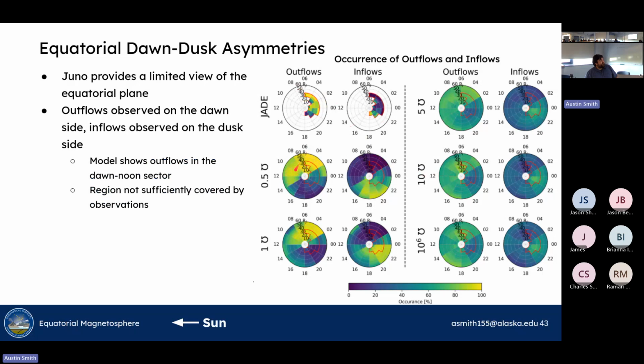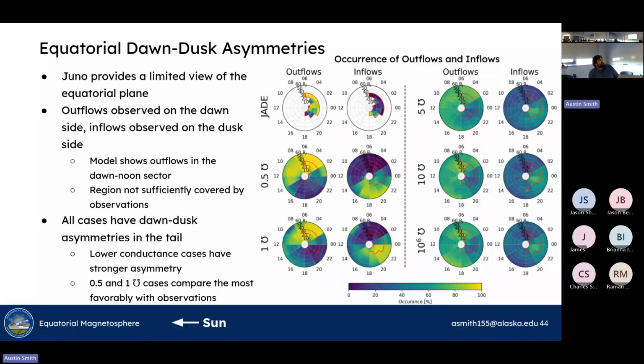We see that the outflows continue for the 0.5 mil case beyond noon, and to about noon for the 1 mil case. In the higher conductance cases, it's a little more 50-50, 40-60 for outflows and inflows on the day side. But on the night side, we still see this dawn-dusk asymmetry in the tail. Now, because the asymmetry is stronger in the observations and stronger in the lower conductance cases, here also the 0.5 and 1 mil cases compare the best with the observations.